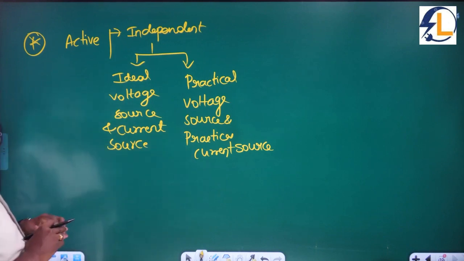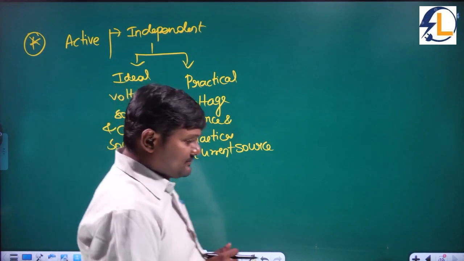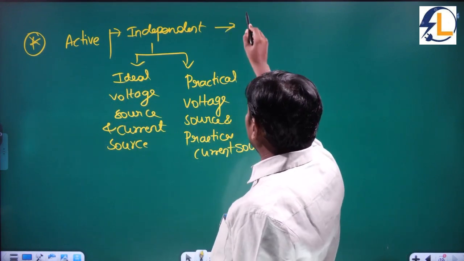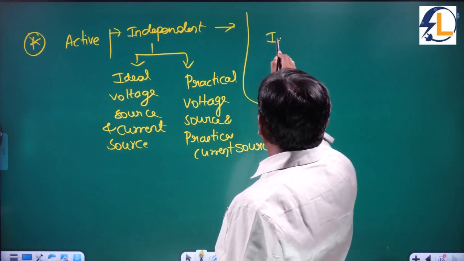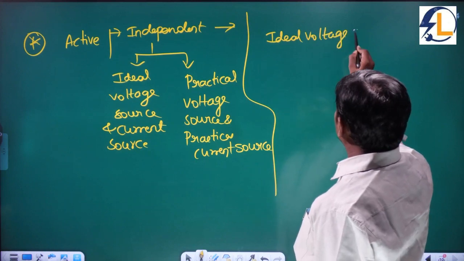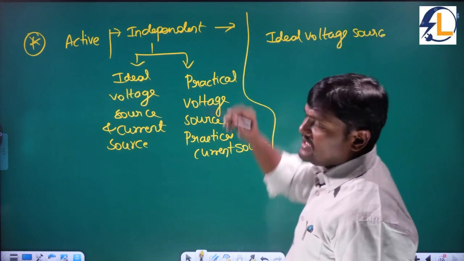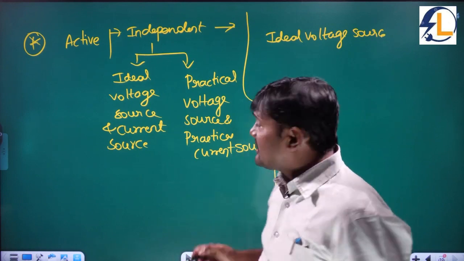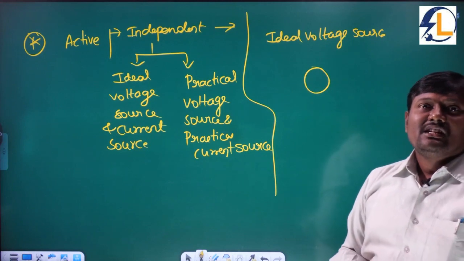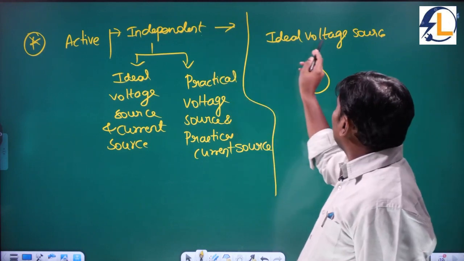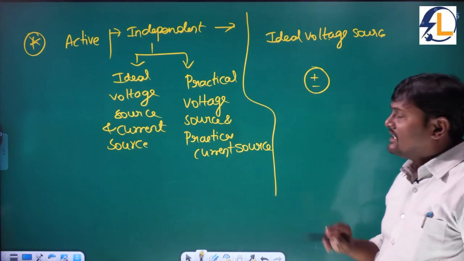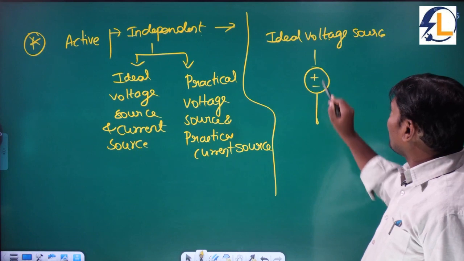So what is meant by independent? Independent sources, if you are taking the independent voltage source, independent means the sources are represented with a circle. So independent voltage source means the voltage source is represented with plus and minus.